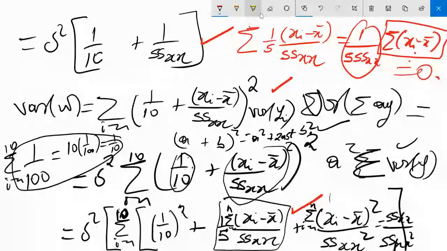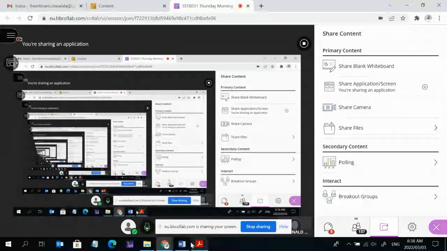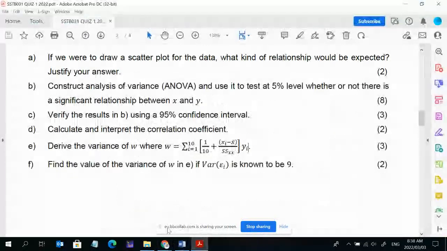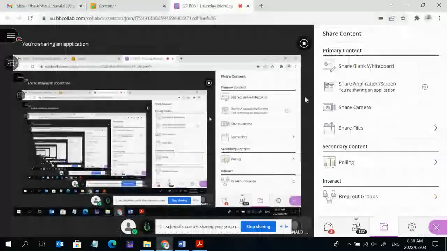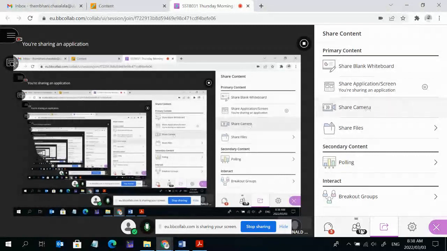We go to the last question. The last question is simple. You have to calculate the value of, sorry, I've projected the wrong thing. You have to find the variance of W if the variance of the error is equal to 9. So the variance of the error is 9, which means the variance of Yi is also 9. Then now we can go to that formula and substitute.